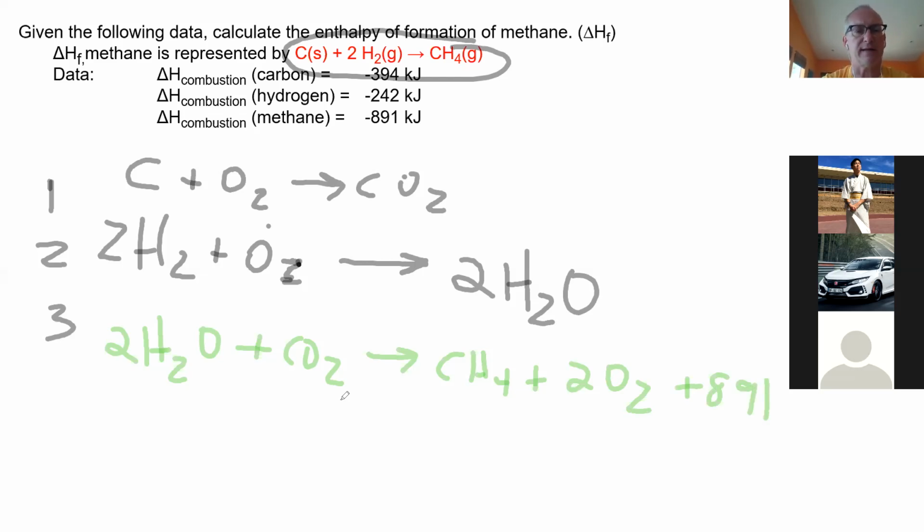I also want to point out that the combustion reaction we did for hydrogen is correct, but we have to take into account the fact that we burned 2 moles of hydrogen. The combustion for hydrogen that is given here is for 1 mole of hydrogen, because anytime you put delta H in front of something, it means per mole. So we need to double that. So this would be minus 484.